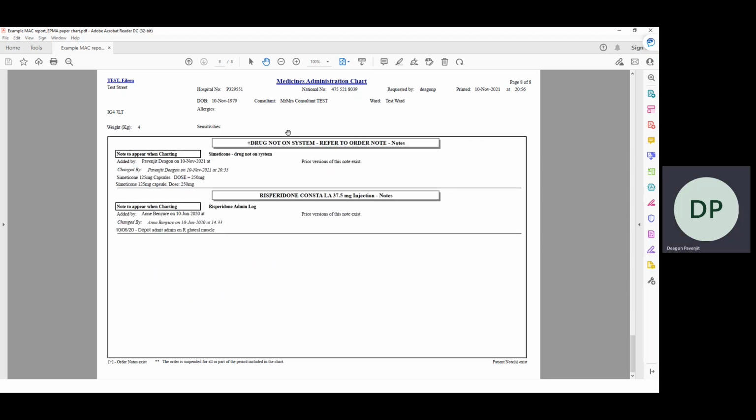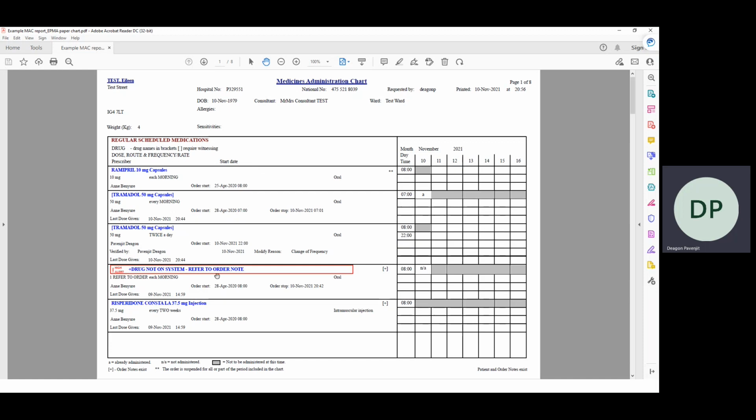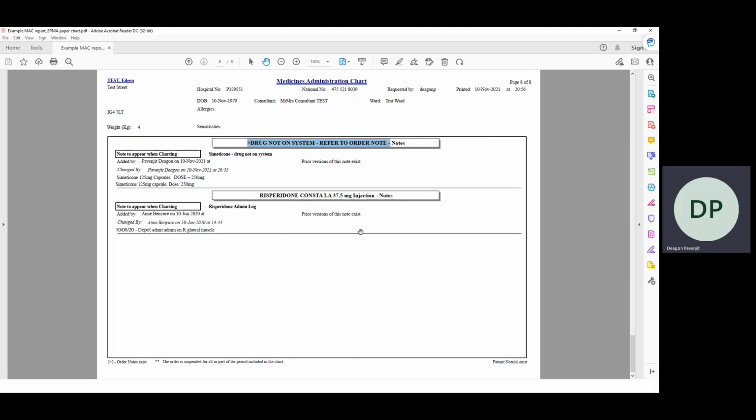The next section will detail any order notes. So you can see, for example, here, this is the drug not on system against which a note is attached. And as you know, for drug not on system, the doctors complete an order note telling you what medication needs to be administered and the dose to be administered. And this is where, from the regular section, where you see the plus sign, you must navigate towards the end of the MAC report to find the relevant order note.